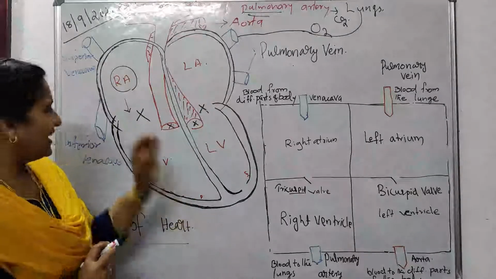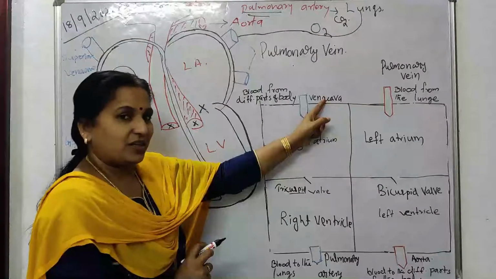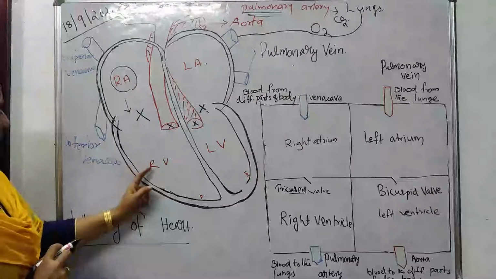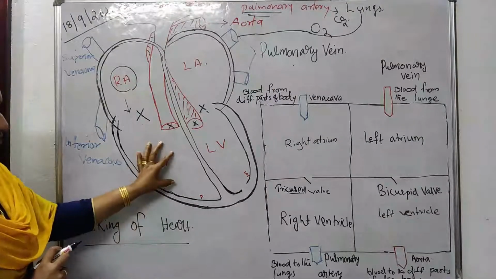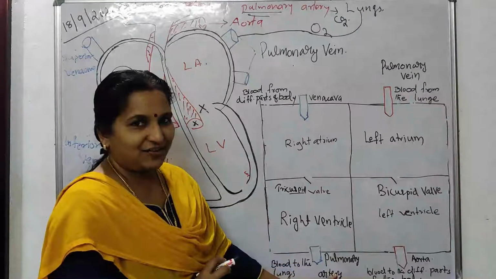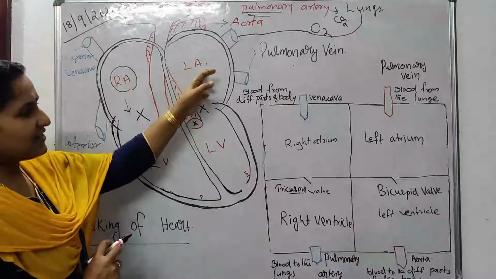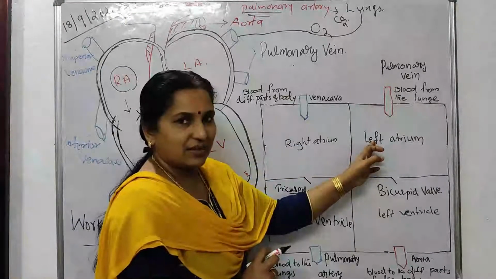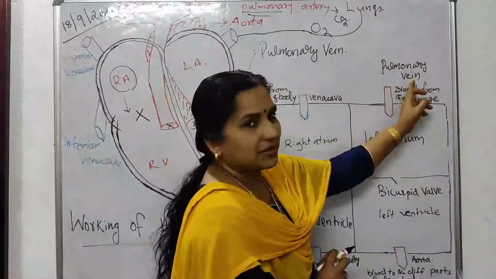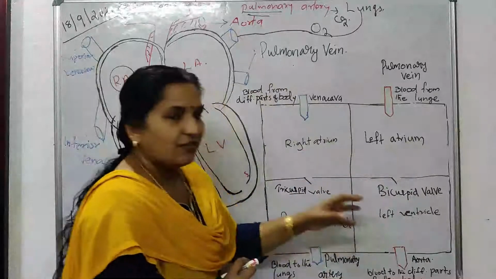Okay, the blood vessels that reach the right atrium are the vena cava. Which are they? Superior vena cava and inferior vena cava. Then next, the blood vessel that begins from the right ventricle is the pulmonary artery, that is given here. So that is pulmonary artery. Then, which blood vessel comes to the left atrium? That is pulmonary vein.